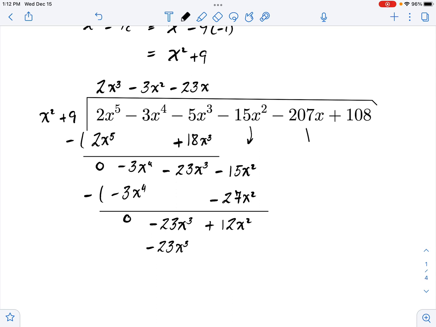let's say, oh, I actually forgot. I need to bring down my next term, minus 207x. I'm sorry about that, minus 207x. So that I have somewhere to put this, minus 23x times 9 is negative 207x.